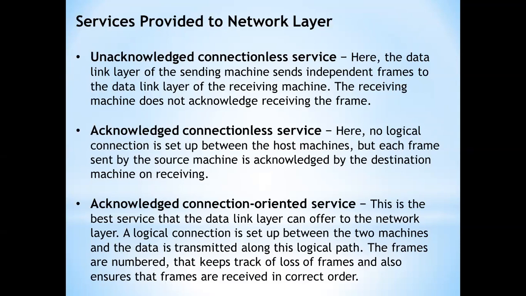The last type of service is acknowledged connection-oriented service. This is the most sophisticated service. The source and destination machines establish a connection before transferring the data. A specific number is given to each frame being sent, and the data link layer guarantees that each transmitted frame is received. All the frames are guaranteed to be received in the same order as the order of transmission. Each received frame will be acknowledged individually by the destination machine.